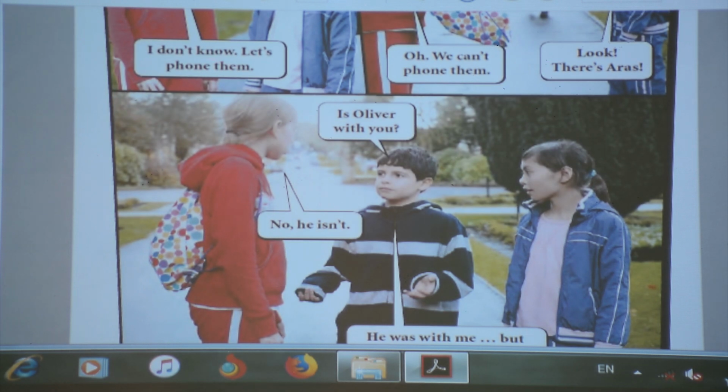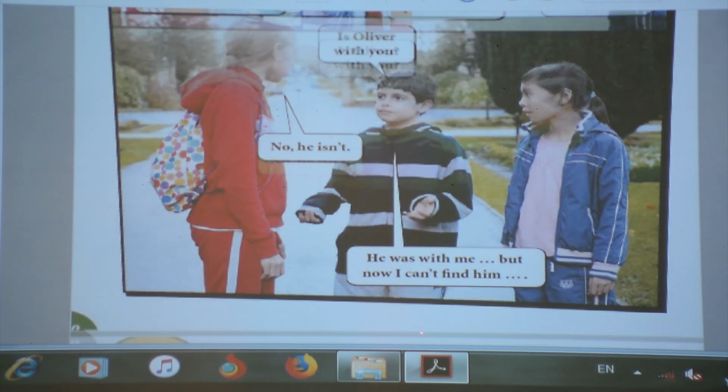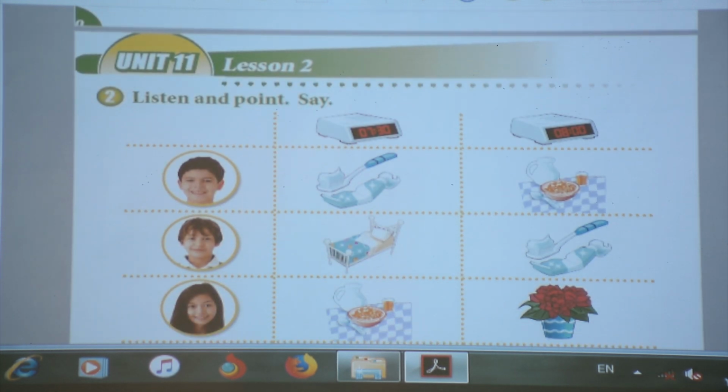If you look at the third picture, he said, is Oliver with you? She said, no, he isn't. He was with me, but now I can't find him.